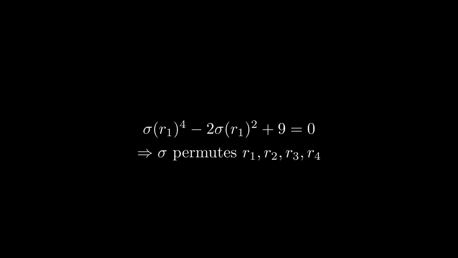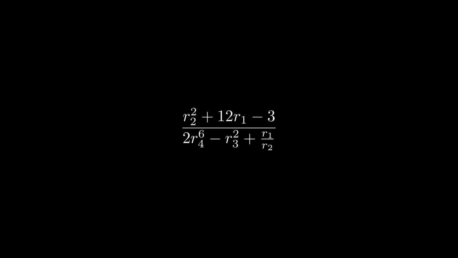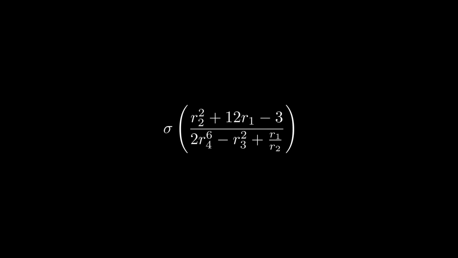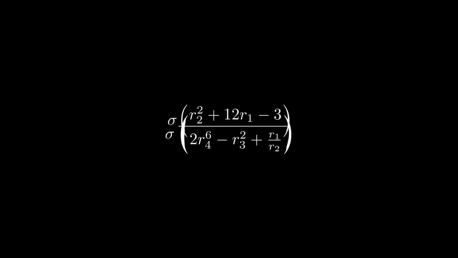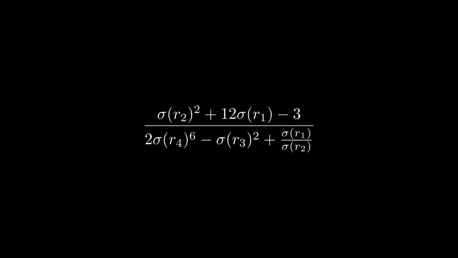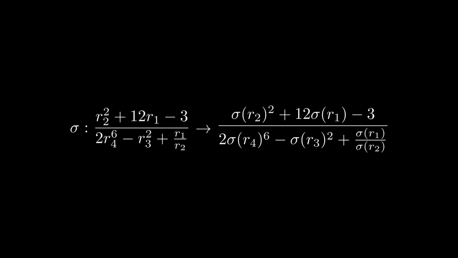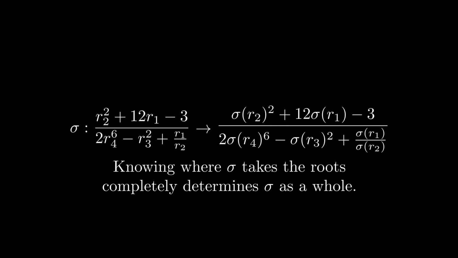But then once we've chosen where each of these roots themselves go, we can look at any other element of the field, and then what is sigma of this? We can just remember that sigma pulls through every operation, and we can say exactly where this conglomeration goes. So we learned that knowing where each root R1, R2, R3, and R4 go is enough to determine the element of the Galois group. Knowing where sigma takes the roots completely determines sigma as a whole.